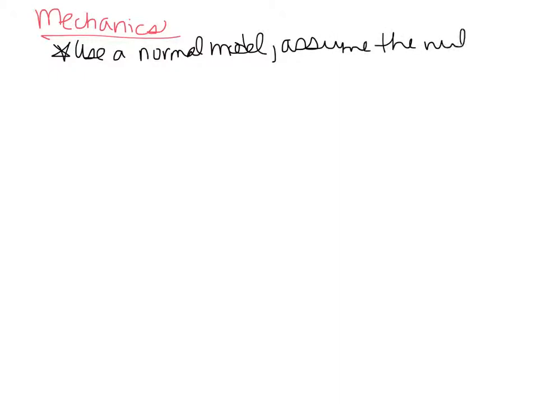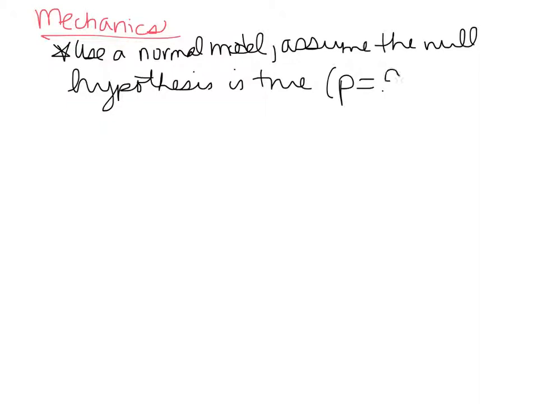So we have our conditions done. We've named our tests. We've made our hypotheses. Now we're going to get to the actual work of the problem. So what we're going to do is we are going to use a normal model, and we're going to make the assumption that the null hypothesis is true. And remember, our null hypothesis was that the population proportion of smoke detectors in our city was 90%.